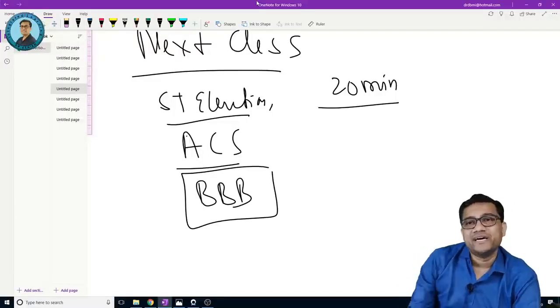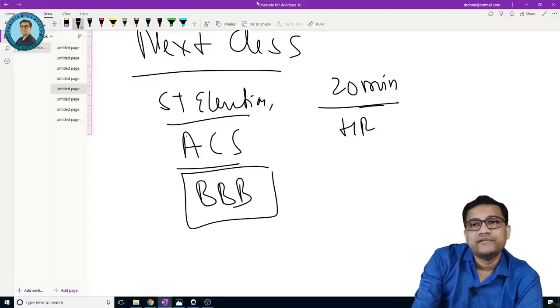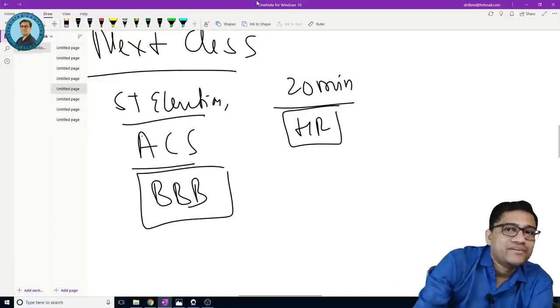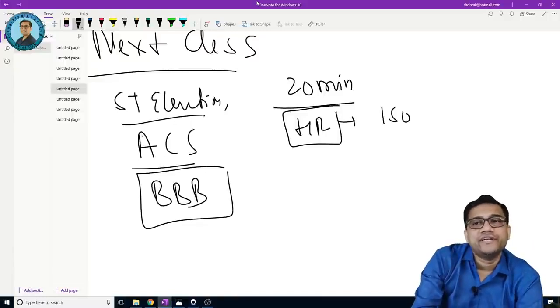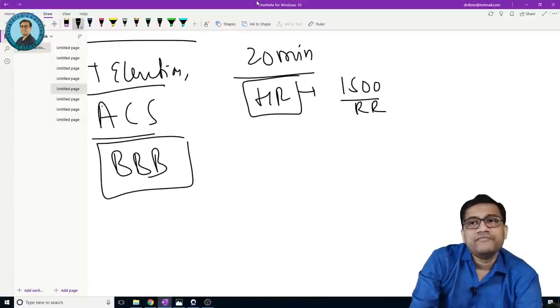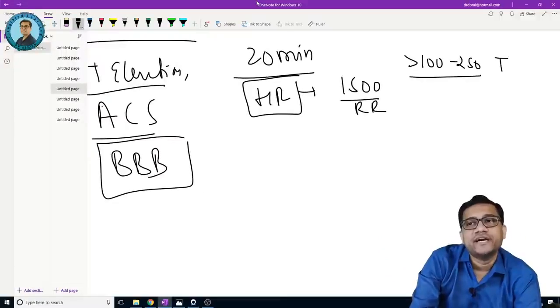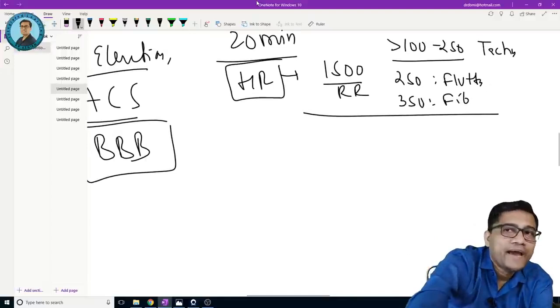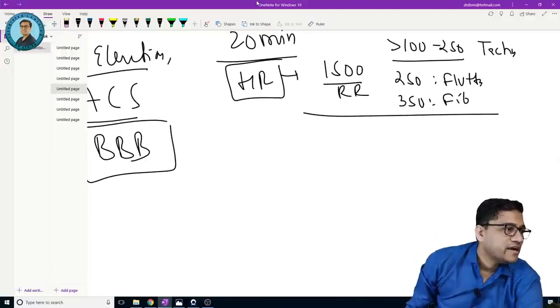What do you check in an ECG? You check the heart rate. So what is the heart rate given by? Heart rate is 1500 by RR. Are you clear? If it is more than 100 up to 250, it is tachycardia. If 250 to 350, they are flutter and fib. Are you clear? Flutter and fib. Easy.